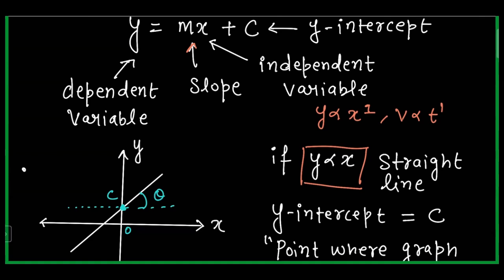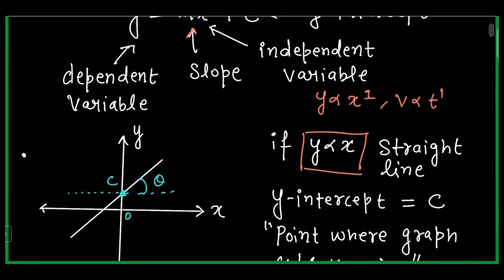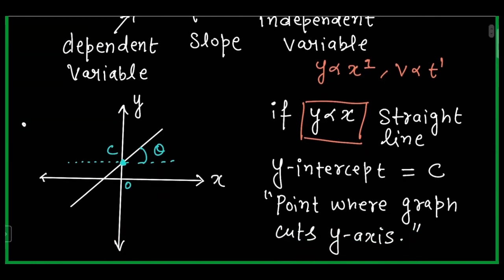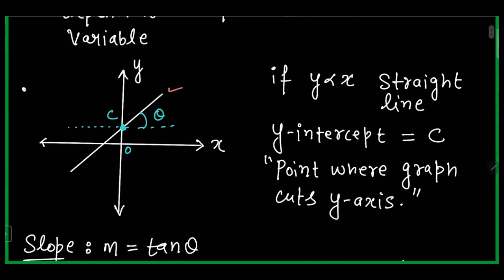In order to draw a straight line graph, you basically need two parameters. One is slope and the other is y-intercept. So let's try to understand what slope is and what y-intercept is. Let's consider this graph. This is a straight line graph. You all can see this is a straight line graph. One line is going like this, as you can see in the graph.